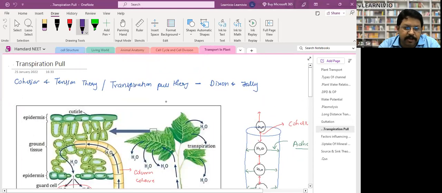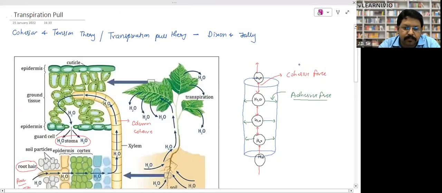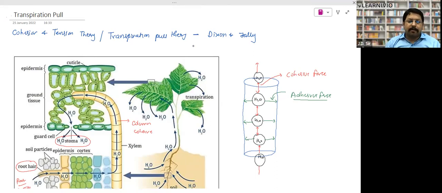Now, what is the transpiration pull theory? Basically, cohesion and tension theory or transpiration pull theory. This theory was given by Dixon and Joly, two scientists. And this theory perfectly explains, and it is the most acceptable theory, which explains how the water reaches from the root to the top of the plant. By which method? Got it?